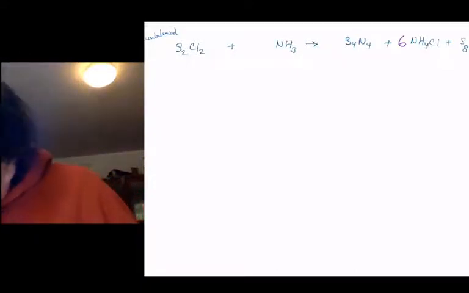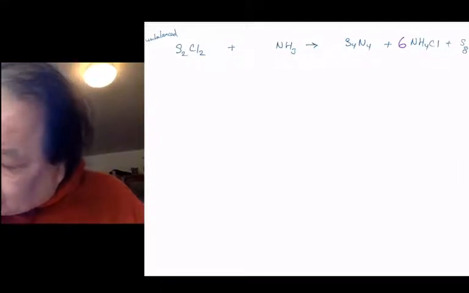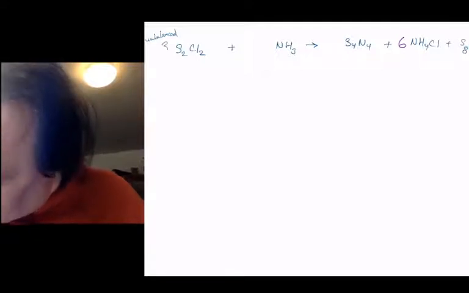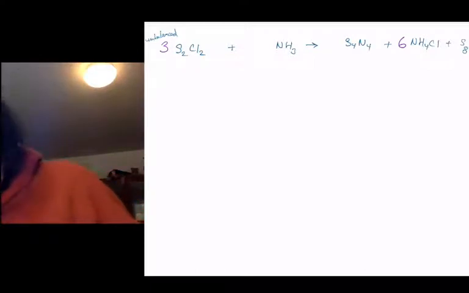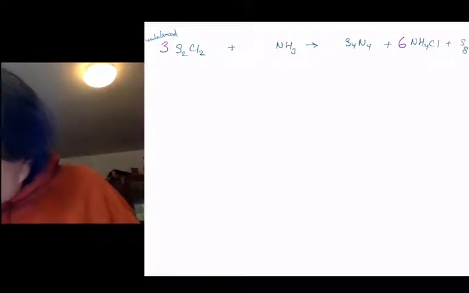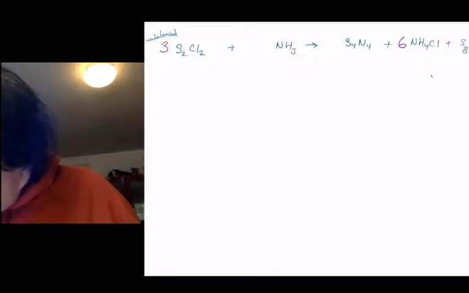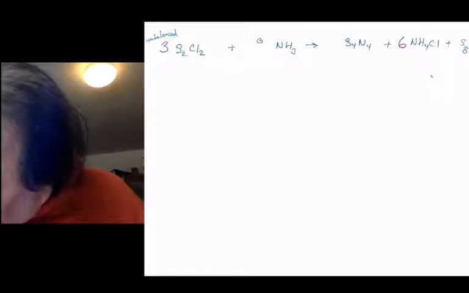So let's just do this Cl. There are 6 Cl's on the right, and this is S2Cl2, so the coefficient here is 3. And that puts an equal number of Cl's on both sides. And then the next element was H. There are 24 H's on the right. That's 6 times 4. And therefore the coefficient here is 8.